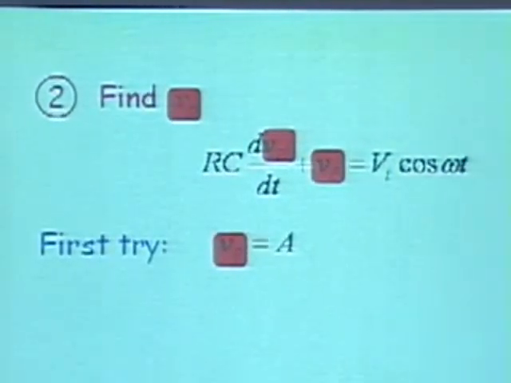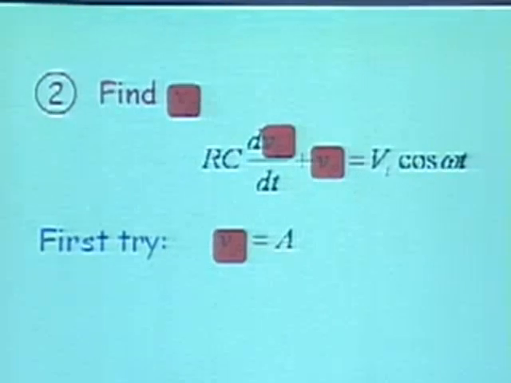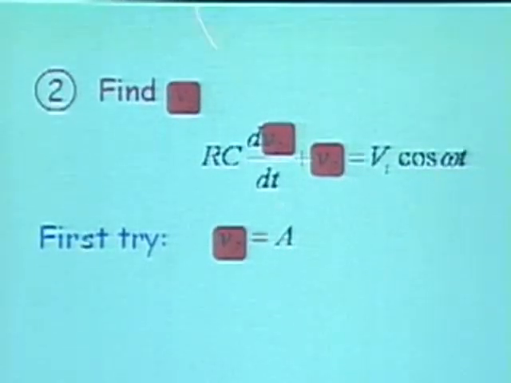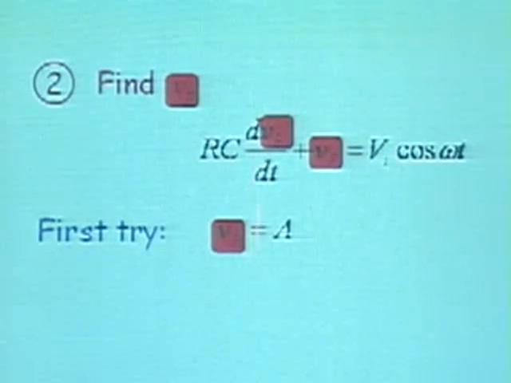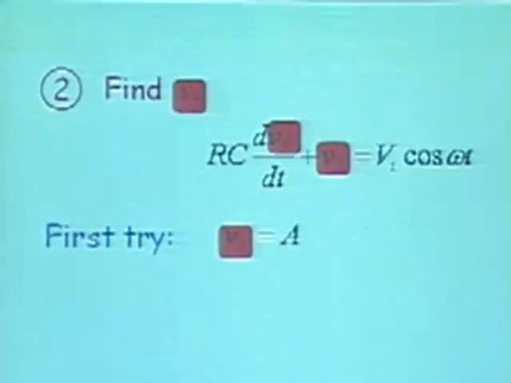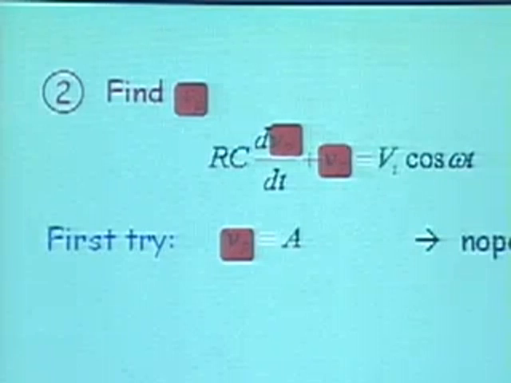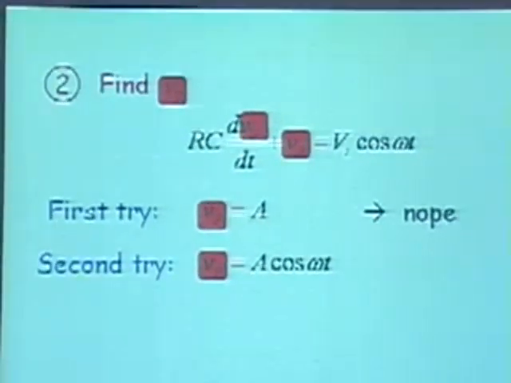First try. A constant value A worked before for DC inputs. Let's try that again. If it worked then, it may work now. So if I use A, a constant value, and substitute it here, I get dA/dt goes to 0. VP is A, but on the right-hand side I have VI cosine omega t. So clearly A doesn't work. Sorry, I struck out.